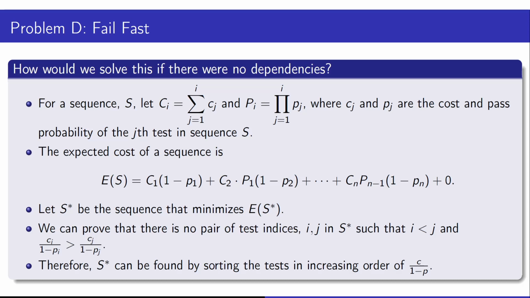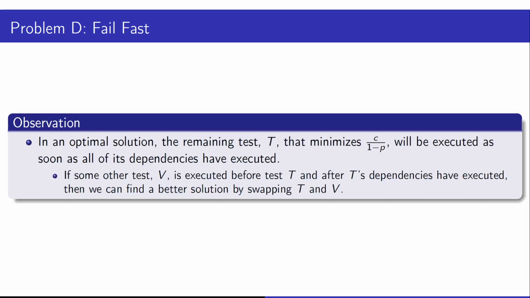With some math, we can show that we want to process the tests in increasing order of c over 1 minus p. Intuitively, this means that we want to prioritize tests that have a low cost of being run or tests that have a high probability of failing.